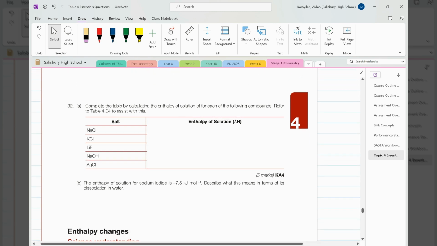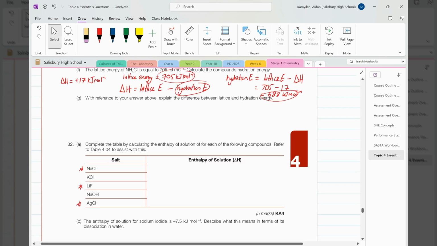Up to you. Okay, so 32 has a table of salts, and it says calculate the enthalpy of solution for each of them, referring to table 4.04 to assist. Now, I'm not going to do all of them, but I'll do a couple. So maybe I'll do regular table salt, lithium fluoride, and silver chloride.